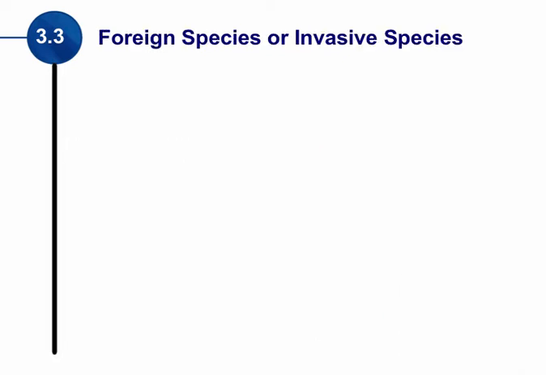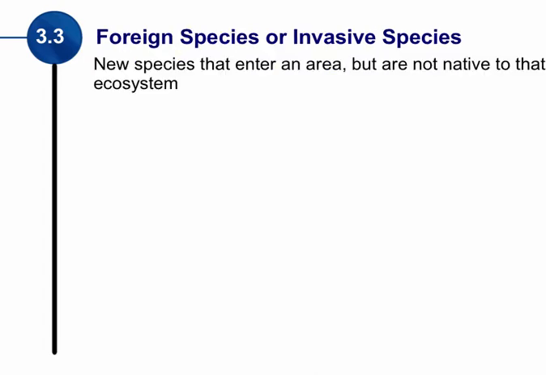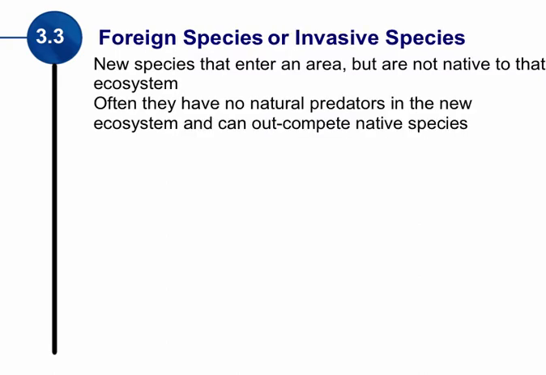Well, sometimes in an ecosystem we have species that were not originally there. And we call these foreign or invasive species. It's a new species to an area that is not native to that ecosystem. These foreign or invasive species have no natural predators. Since they haven't adapted to that environment, they're brought into that environment, they have no natural predators in the ecosystem, and this allows them to actually outcompete the species that already exist there, the native species. And these invasive species can be very, very harmful to the native species because they take the food away.